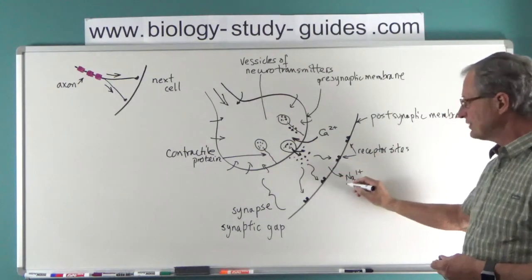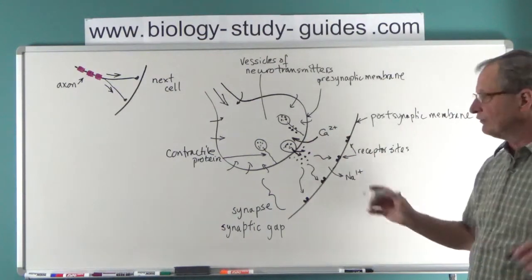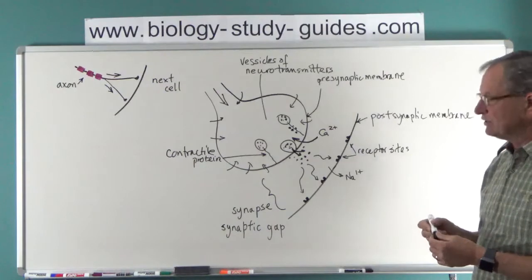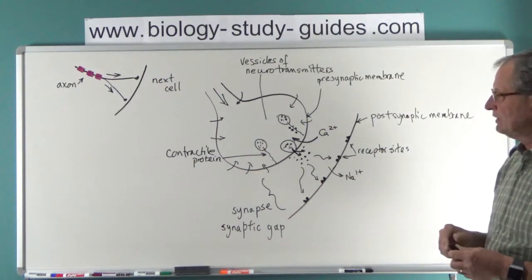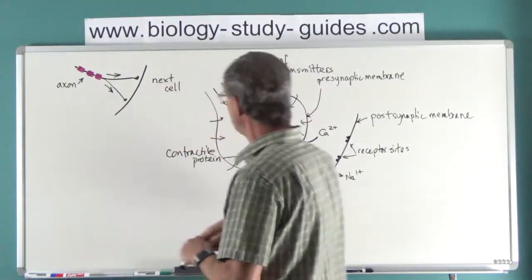If this is a muscle cell, then we have calcium ions playing another role in here, and that's a whole different topic, but the mechanism is the same. So there you have it. This whole story is known as synaptic transmission.